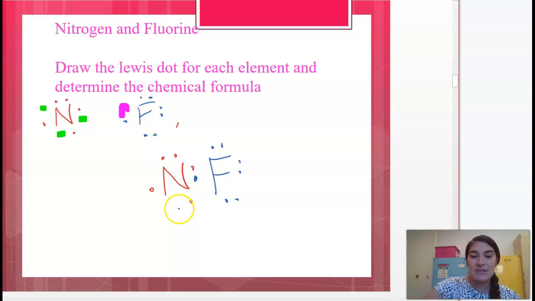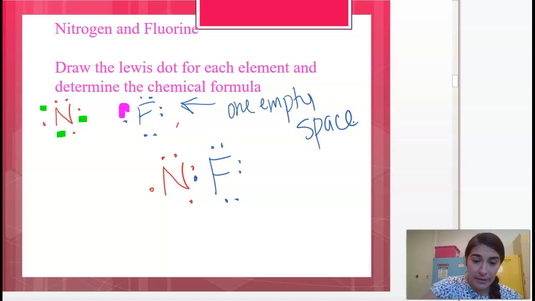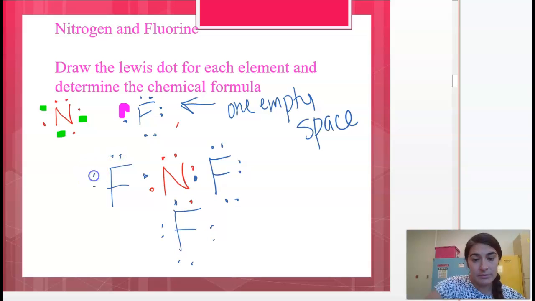So what happens is you're gonna bring in another fluorine because fluorine always has one empty space, okay? And so it can only bond one time. So we bring in another fluorine. And then it had the rest of its octet already full. And then we bring in yet another fluorine. Okay, so this friend here is NF3, okay?